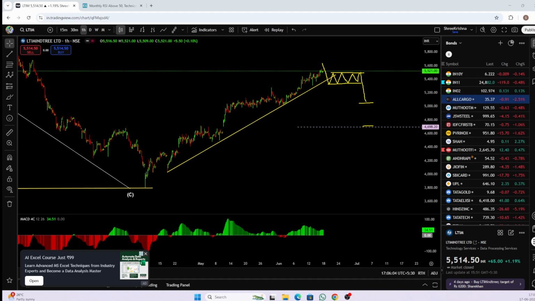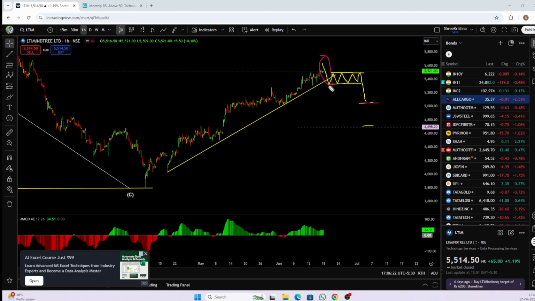Now I will change the color here. If this move is very sharp, that means it comes straight down, then we are likely heading for 5,000 or 4,900.